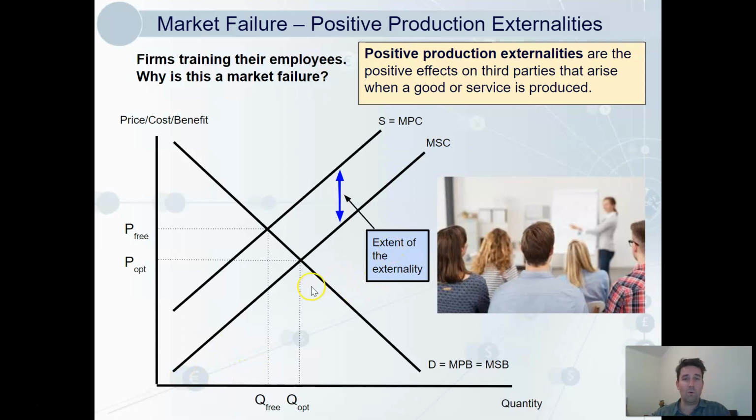We can see that one more unit of training above Q3 would see greater social benefit than cost. So, social benefit greater than social cost. Okay? And so with the next unit of training and the next unit of training, all the way until we get to Q-opt. So the failure here again is the potential social benefits that are not realized.